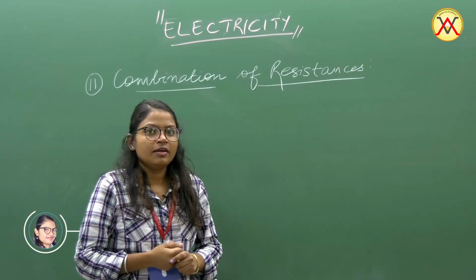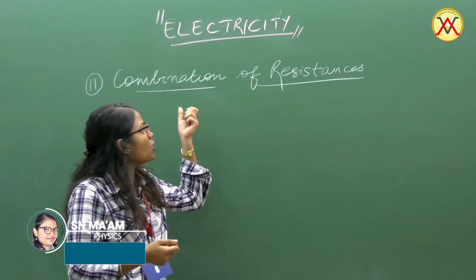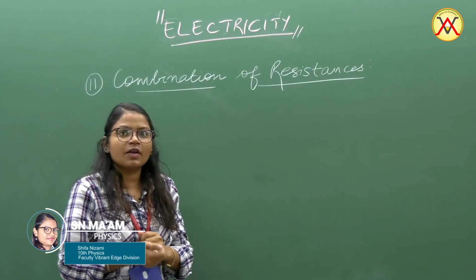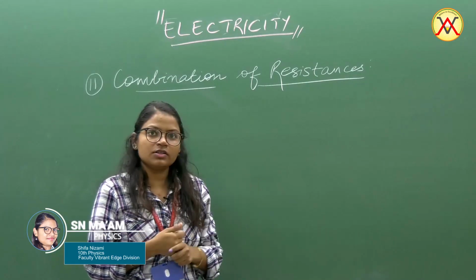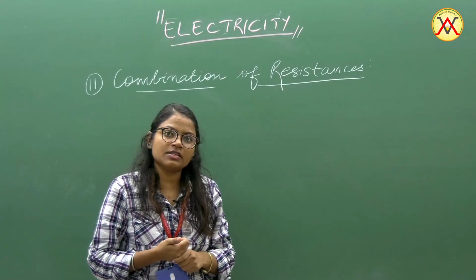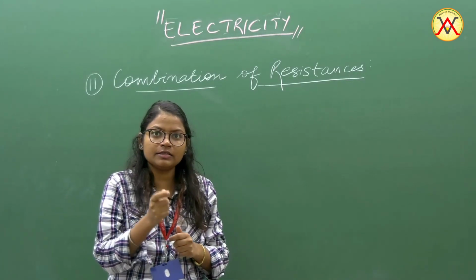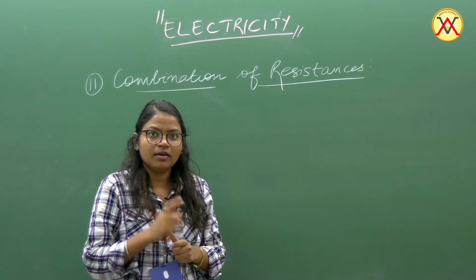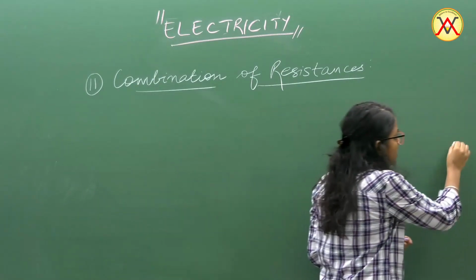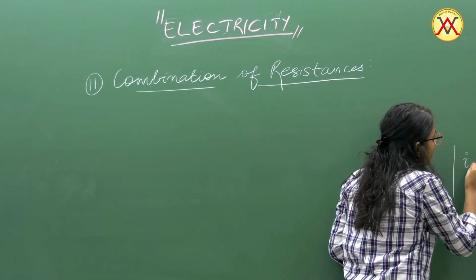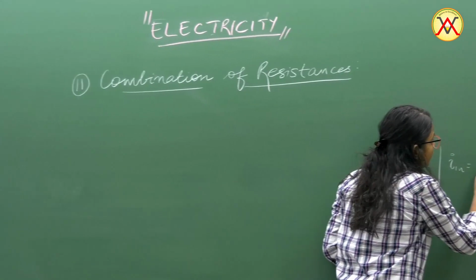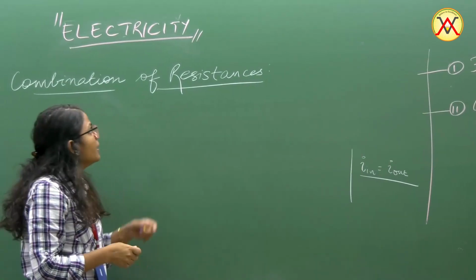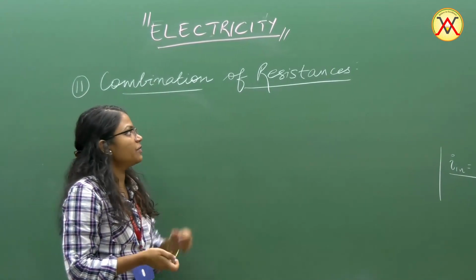Hello everyone. Today we are going to start with the topic combination of resistances. In the previous lecture we have already studied our factors. Along with that we have studied how current behaves at a node point where its path gets divided. There we have discussed that incoming current is equal to the outgoing current. Okay.